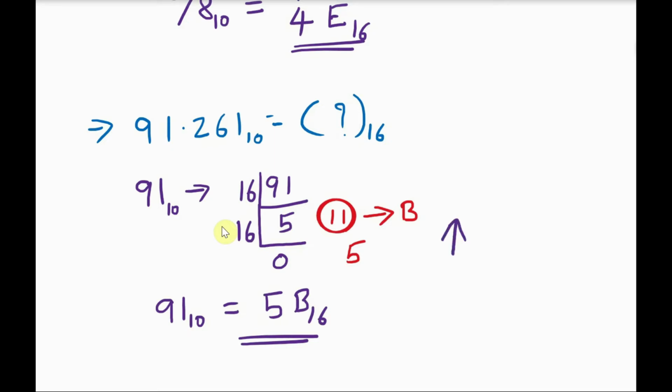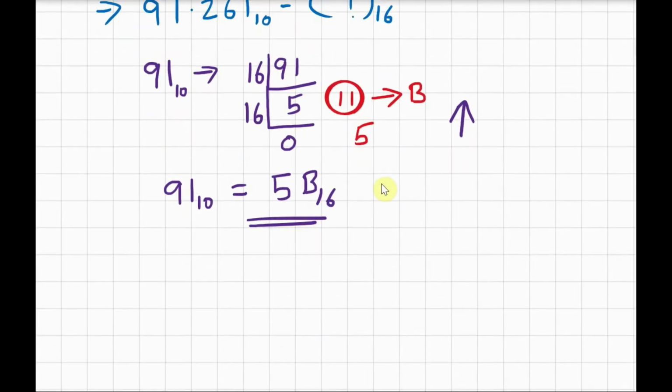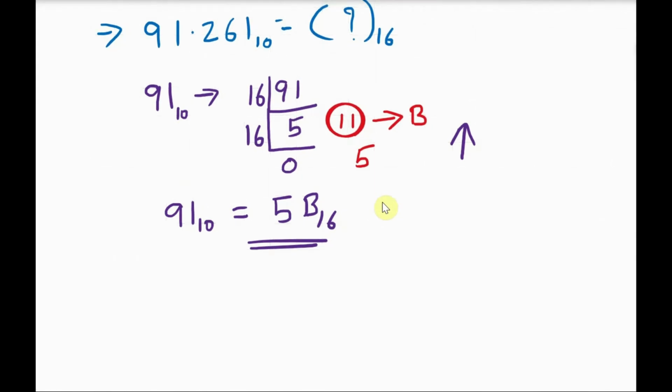If you are not familiar with this successive division method, go and watch the previous video, conversion of decimal to binary, where it is clearly explained how we should do the successive division method. So this is the answer for the integer part. Now we will see the fractional part, that is 0.261 to the base 10.